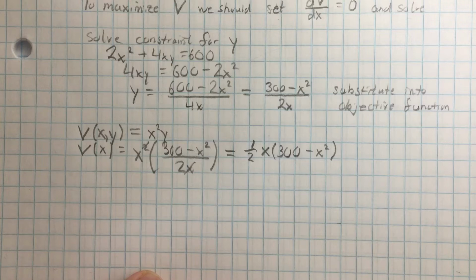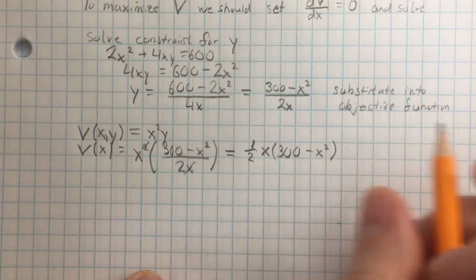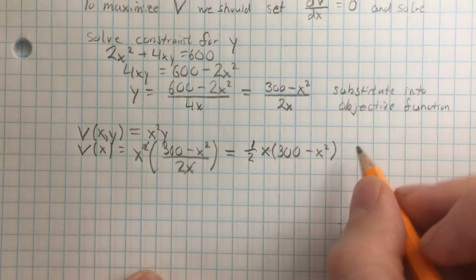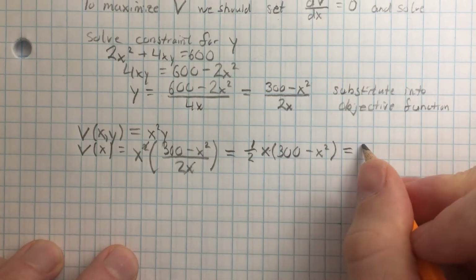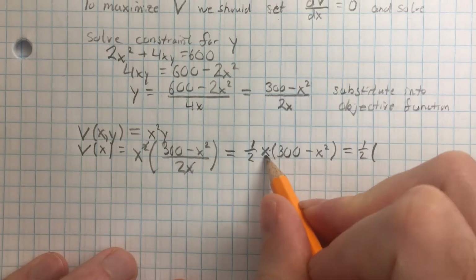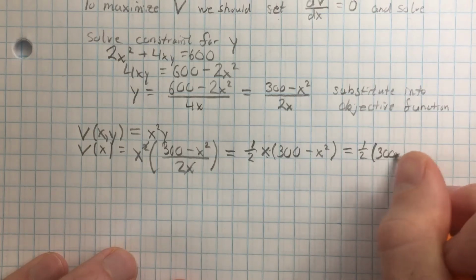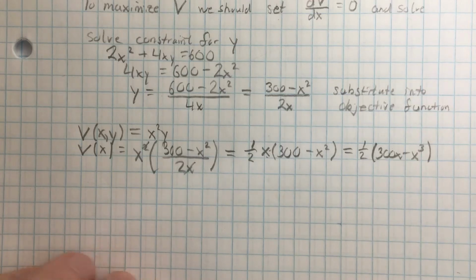Now I'm going to rewrite this. I'm going to go ahead and multiply x into here. I know I'm going to take a derivative in a second, and this is really just a little polynomial, so rather than do what would be a product rule here, a little unnecessary in this context, I'm going to rewrite this as 1/2 times (300x minus x cubed). That's not the only way to write that, but it's a very reasonable way.